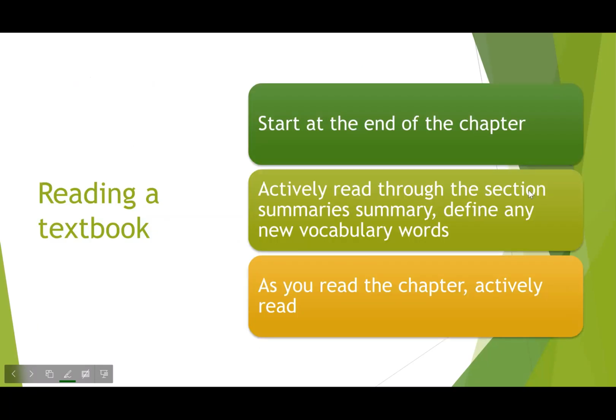Now we're going to be talking about reading a textbook. When we read a book, we're used to reading from the beginning and going to the end. But with textbooks, the way that they're written, we can really help our brains understand that material if we do it a little bit differently. Start at the end of the chapter. Many times in many textbooks at the end of the chapter, there are section summaries or chapter summaries, and they give small glimpses, like simplified statements of what the chapter is about.